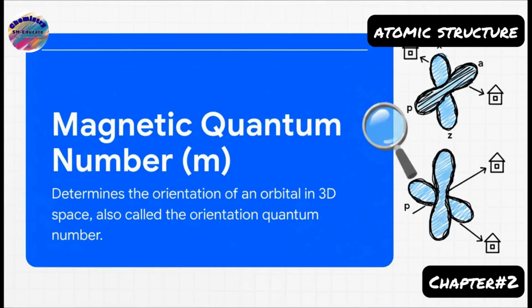And now for the house number, the magnetic quantum number, or m. This tells us the orbital's orientation in 3D space. For example, that dumbbell p subshell isn't just one house. It's actually 3 of them, all sitting at right angles to each other, like one along the x-axis, one on the y, and one on the z. m tells us which of those 3 specific houses the electron is in.